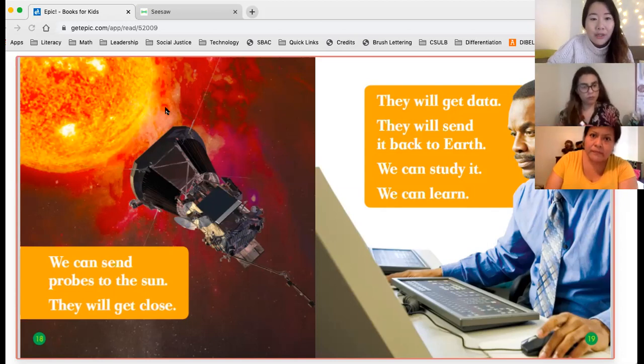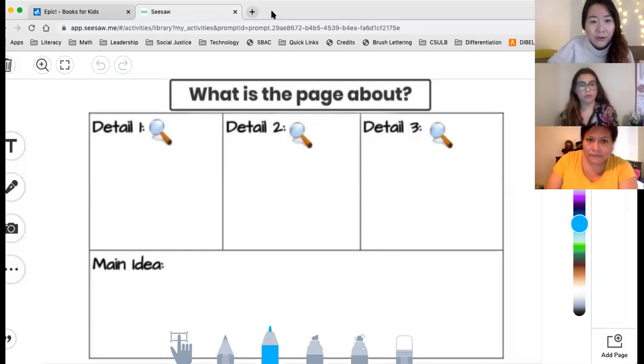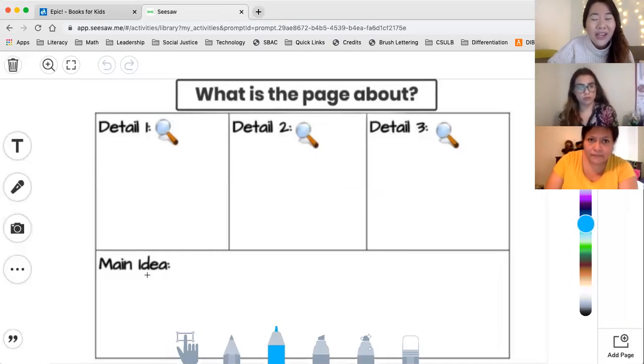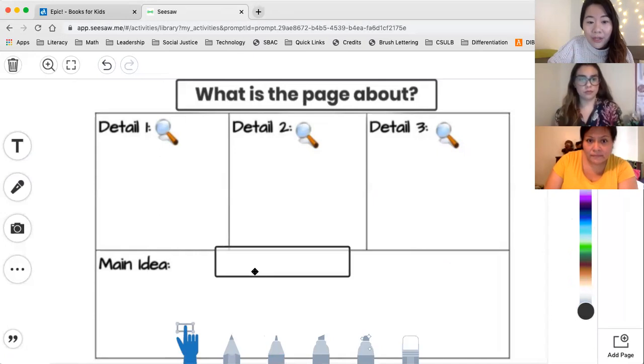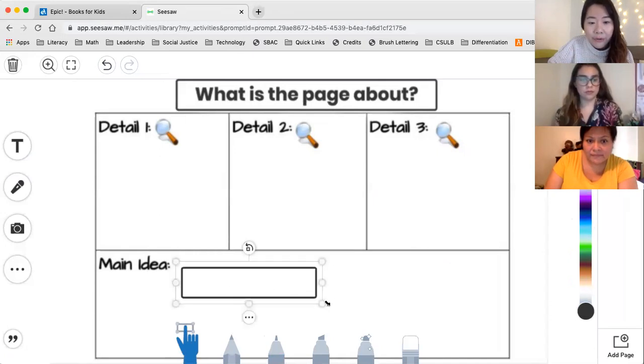Actually, before I start, let me go back to the worksheet you're going to be completing, or the graphic organizer, I mean. I know this sounds kind of weird, but we're going to start with the main idea because I already gave you a hint: most of the time, it's in the first sentence of a page. So I'm going to write that in a text box. And we want to remind our writers that we want to write in our own words.